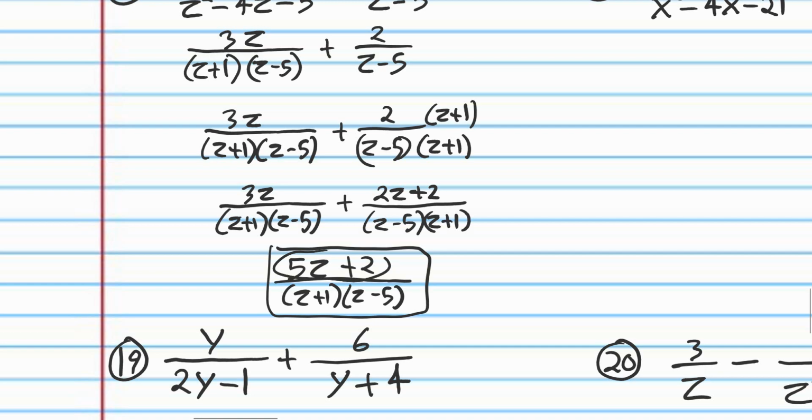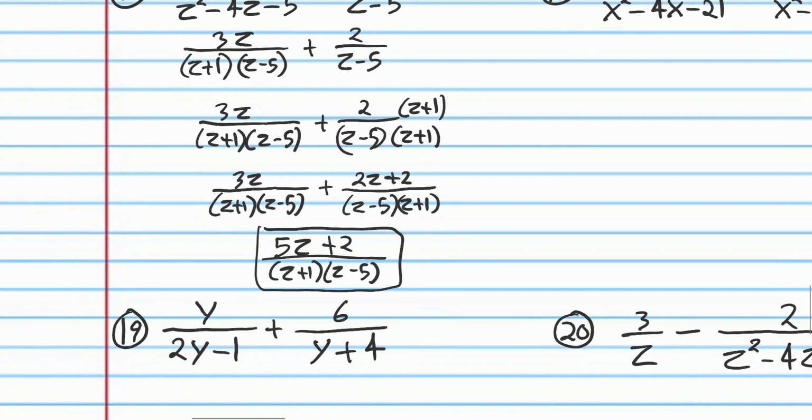Now, if this were z minus 5 or z plus 2 or something you could factor, so you could get one of these factors down here, you could reduce it, but that rarely happens. But just be aware that if the answer in your book is different, then they might have reduced it.